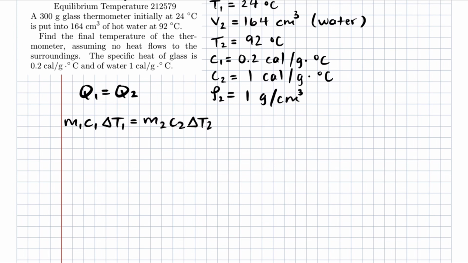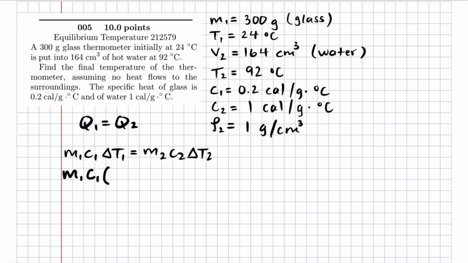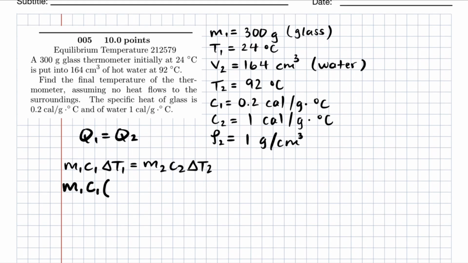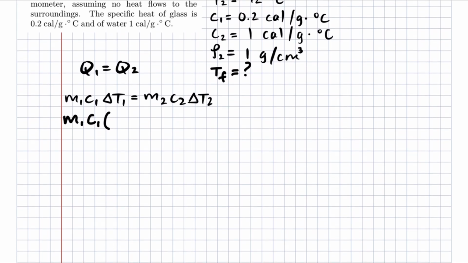I'm going to try a different pen. Let's see if this is better. All right, so don't forget, as I've said before, for our delta t's, we want a positive number. So if you think about the system, the highest temperature that we'll have will be the temperature of the water, okay? So that means the thermometer will increase its temperature, therefore the final temperature, which is what we're looking for, I forgot to write it down. Let me do that real quick. That'll be higher than the initial temperature of the thermometer.